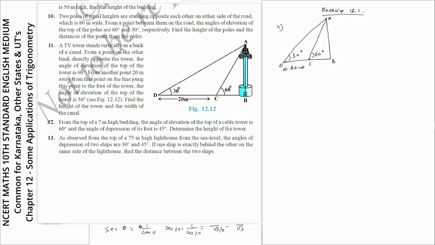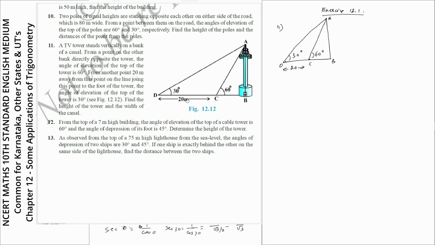A TV tower stands vertically on a bank of a canal. From a point on the other bank directly opposite the tower, the angle of elevation of the top of the tower is 60 degree. From another point 20 meters away from this point on the line joining this point to the foot of the tower, the angle of elevation of the top of the tower is 30 degree. Find the height of the tower and the width of the canal.